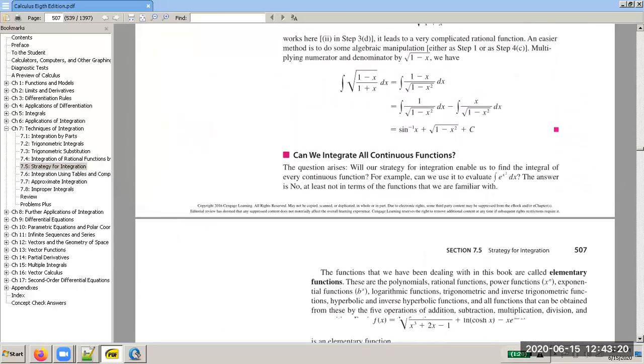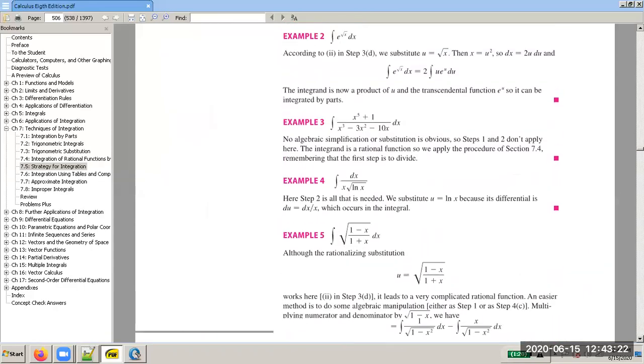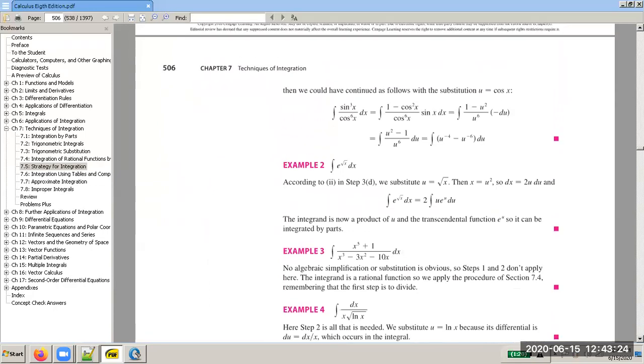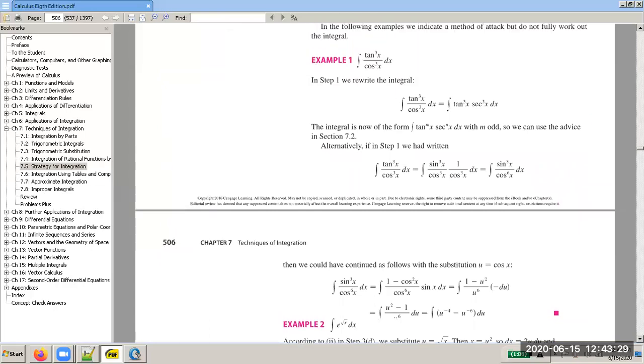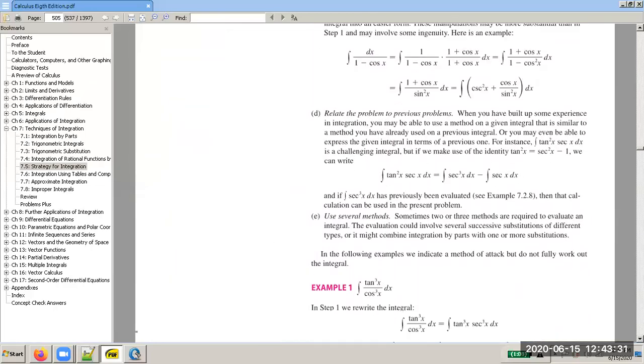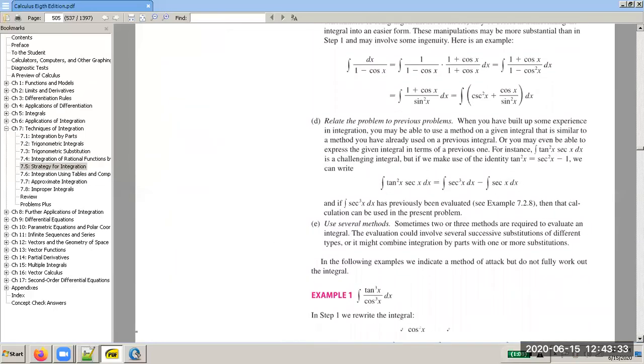So this is it. Right? They go on to solve a few examples here, and I would be happy to do one or two of these with you. But the most important thing is that you're starting to develop some intuition for what method to use.